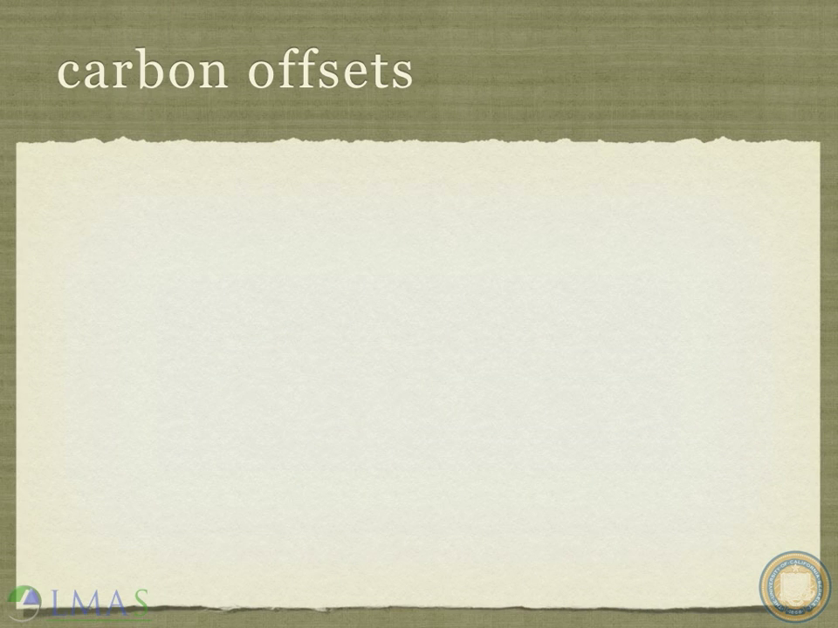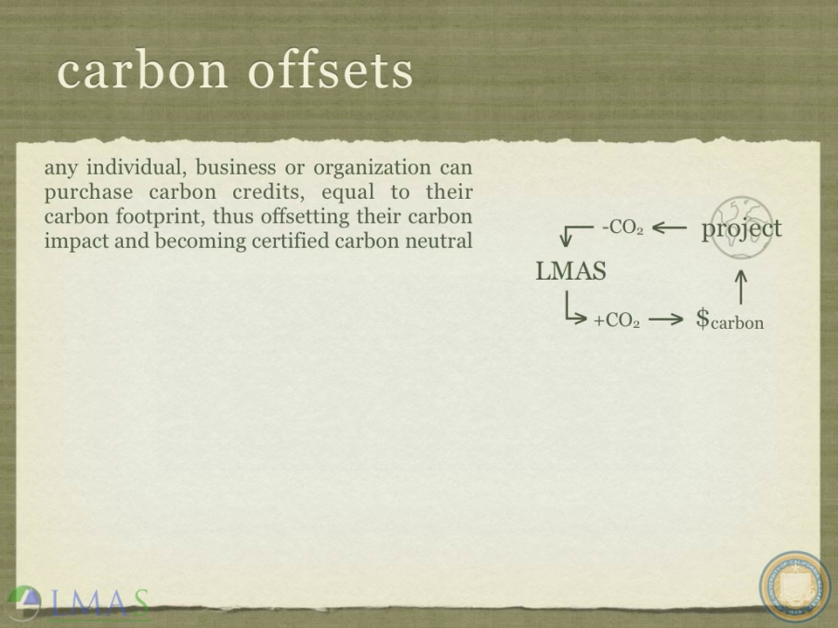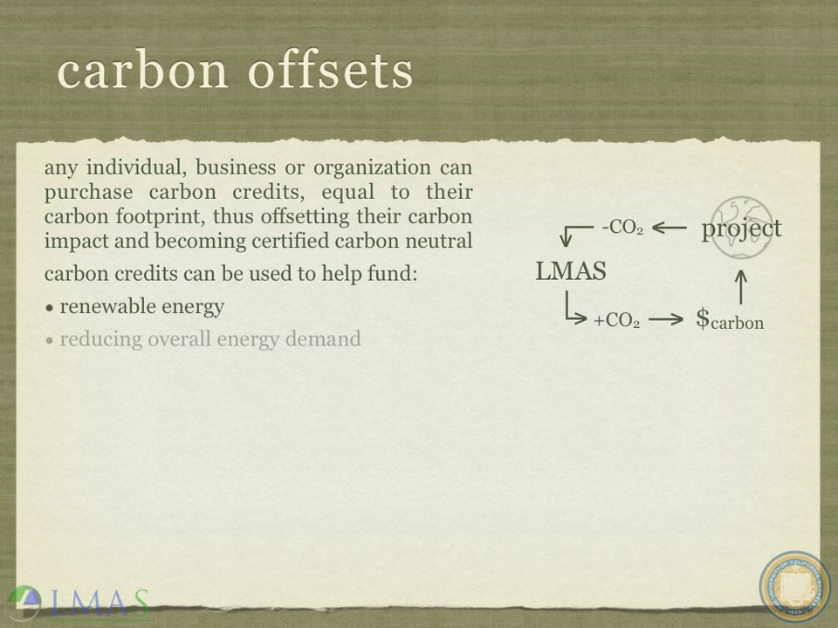Carbon offsets is a way to give back to the environment the carbon accumulated. Any individual, business, or organization can purchase carbon credits equal to their carbon footprint, thus offsetting their carbon impact and becoming certified carbon neutral. Carbon credits can be used to help fund renewable energy, reducing overall energy demand, reforestation and avoided deforestation, and many more.